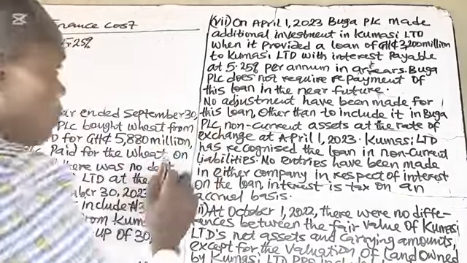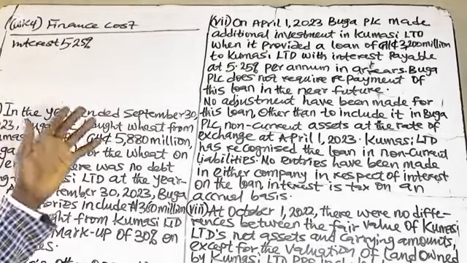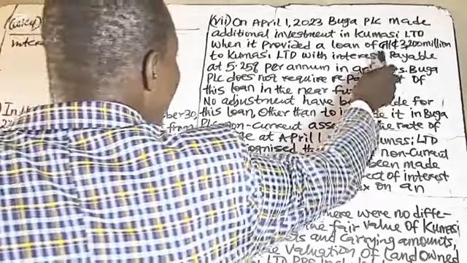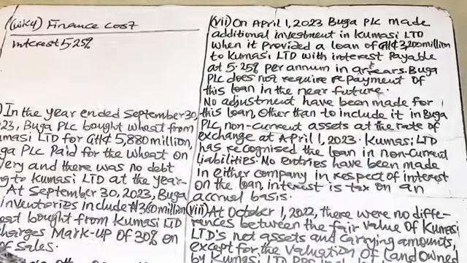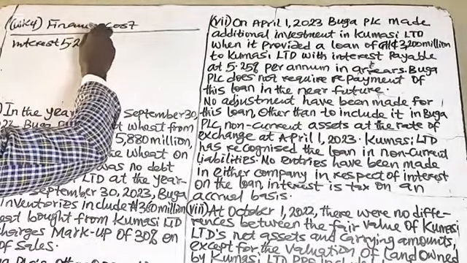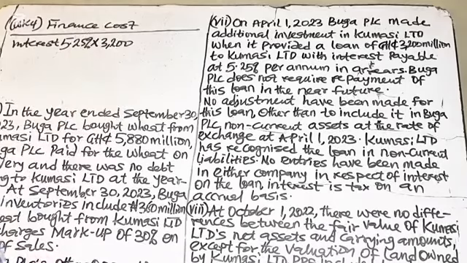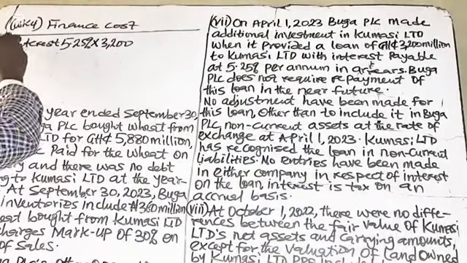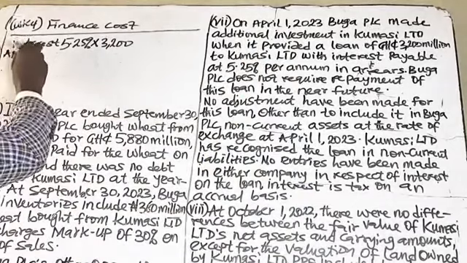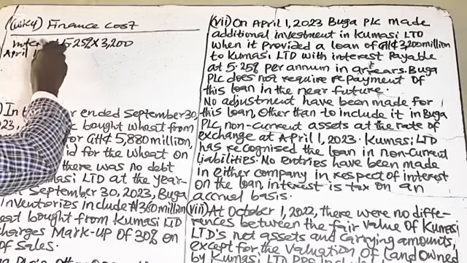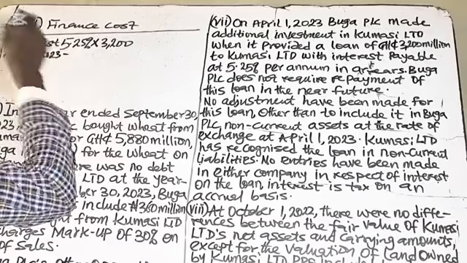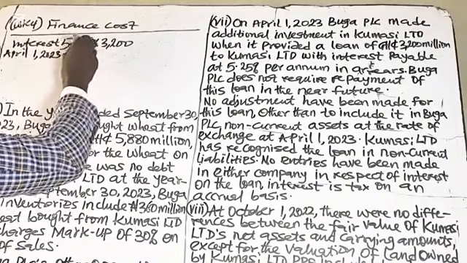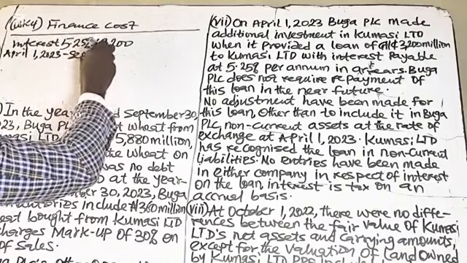5.25% per annum in arrears. That is, it is payable at the end of the year. And the loan is 3.2 billion Ghana cedis. Interest from April 1, 2023 to the end of the year, which is September 30, 2023.